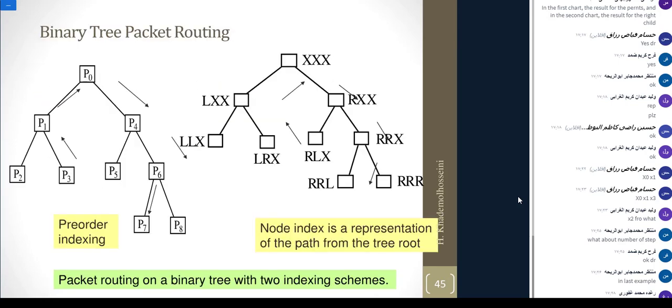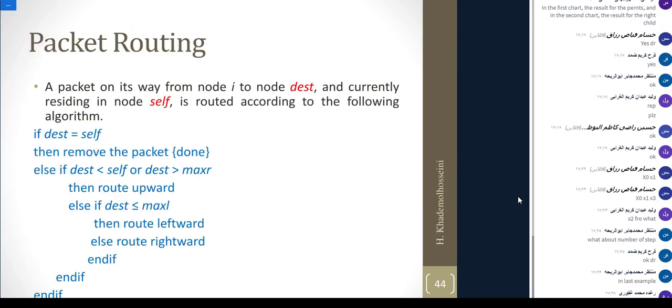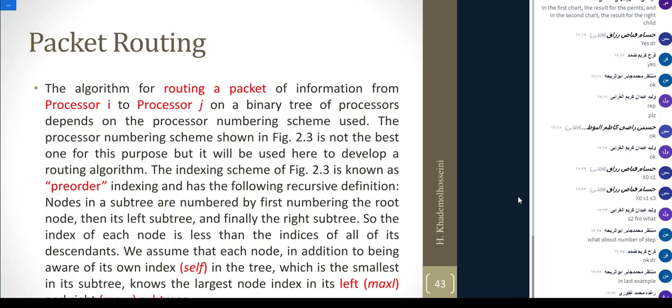Okay, now we want to talk about packet routing in a binary tree. The algorithm for routing a packet of information from processor I to processor J. We want to route from processor I to processor J on a binary tree of processors. It depends on the processor numbering scheme which is used. So it depends on the numbering of processors.